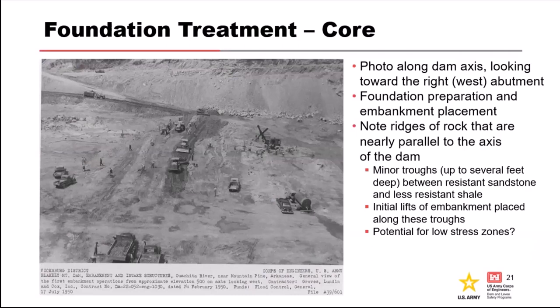So a question to bear in mind is, could the initial lifts of the embankment placed along these troughs have the potential for low stress zones? Typically when we think about low stress zones, we're looking for upstream to downstream continuity, but I just want everyone to bear in mind, in terms of the geometry, we could have some very small scale potential low stress zones where they compacted this material between what I call rock ridges on the floor.